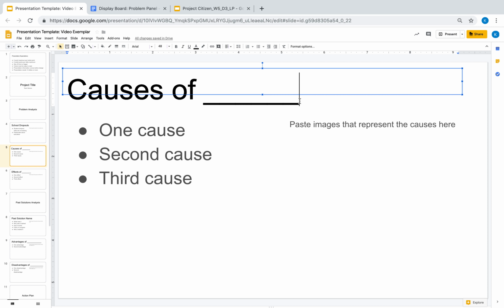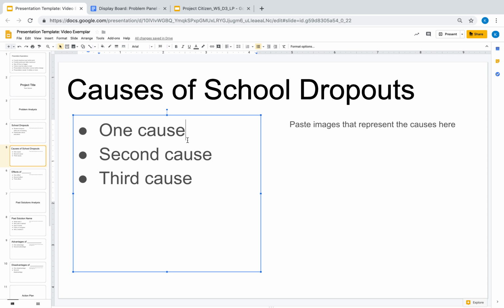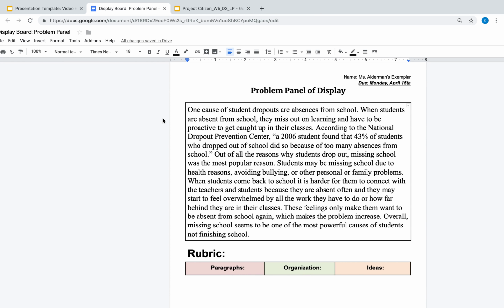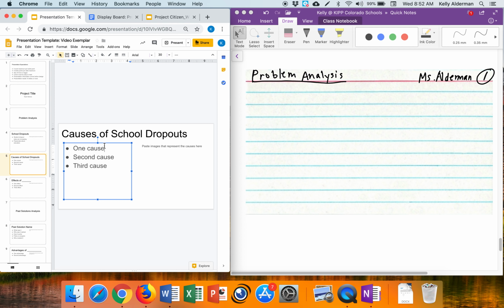So here, causes of blank. Well, I know that it's probably asking me, what are the causes of the problem? So causes of school dropouts. This is where you're going to use your paragraphs that you already wrote. So step 1 for your note cards is to go to your written paragraphs, and your assertion is your first bullet point. So where it says one cause of student dropouts are absences from school, I'm going to take that assertion and make it into 6 words or less.